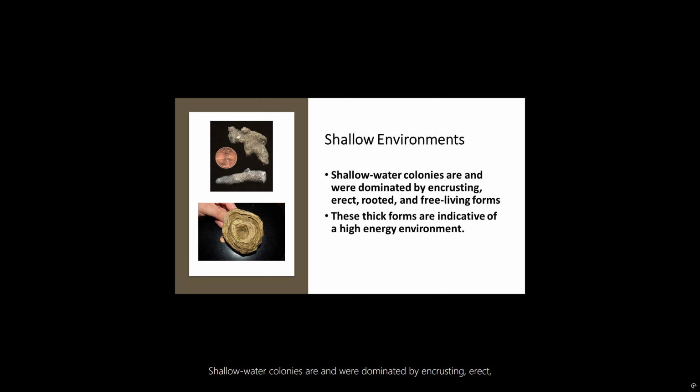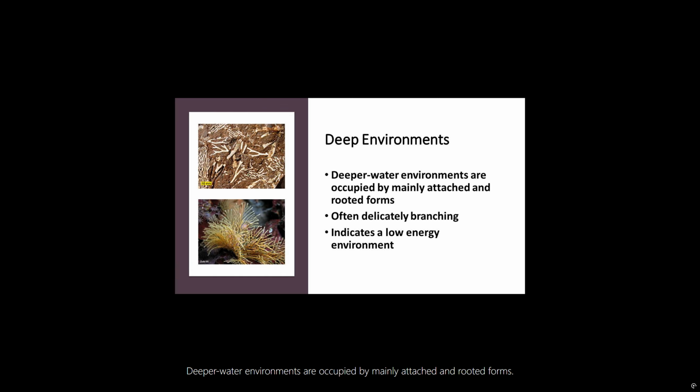Shallow water colonies like these are and were dominated by encrusting, thick, erect, or rooted and free-living forms. These thick forms are indicative of a high-energy environment. The top photo is an erect form, while the bottom is an encrusting colony. Deeper water environments are occupied by mainly attached and rooted forms. They are often delicately branching, which indicates a low-energy environment. On the top, you can see many delicate deep-water bryozoan fossils, likely similar to the modern bryozoan in the bottom photo.